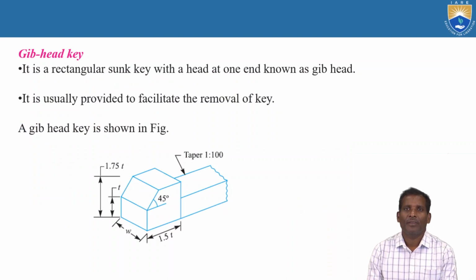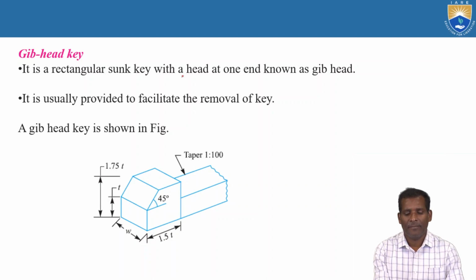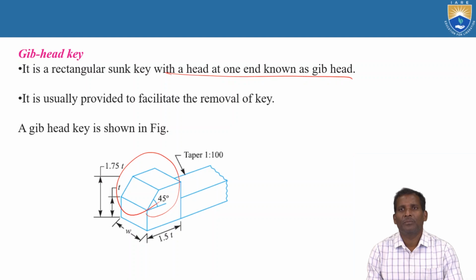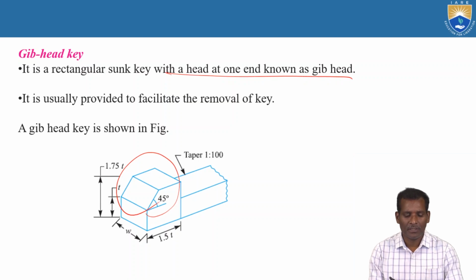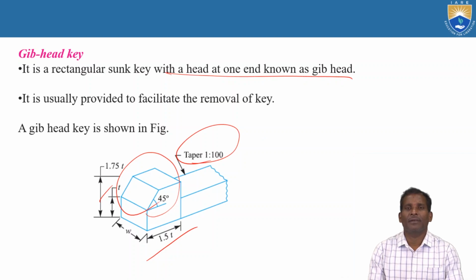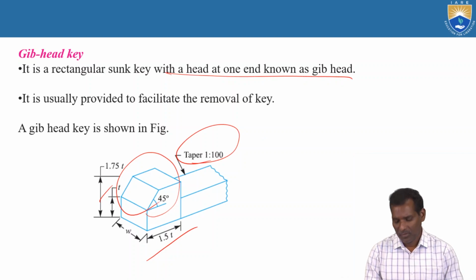Gib head key. It is a rectangular sunk key with a head at one end known as the gib head. They are shown as a rectangular sunk key, but one end has a gib. It is usually provided to facilitate the removal of the key, so it is used for easy removal of the key. The dimensions are shown in this figure: width, thickness, length, and taper. These are the standard empirical relations of a gib head key.